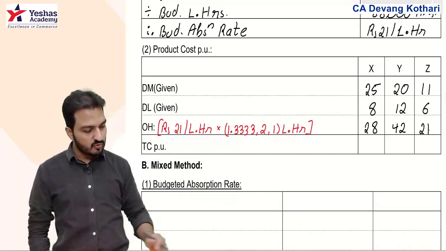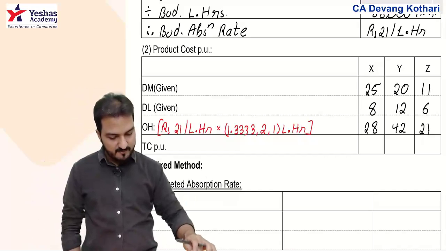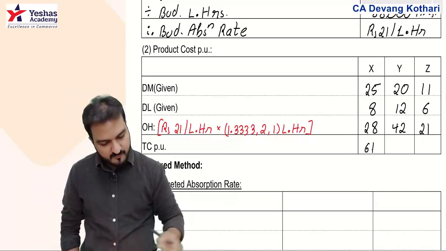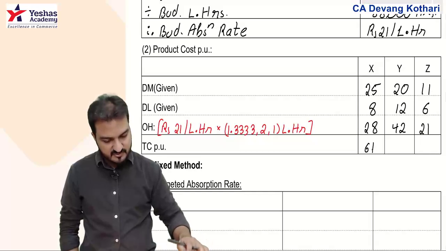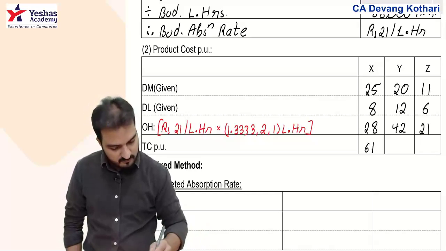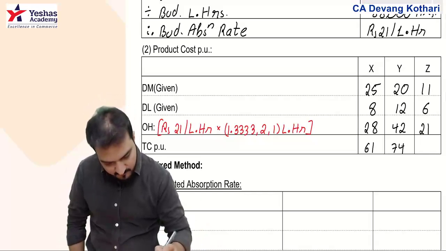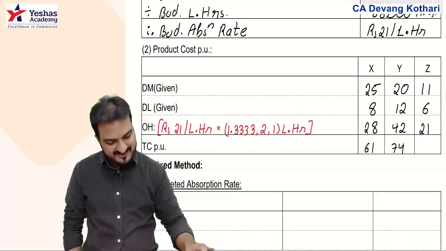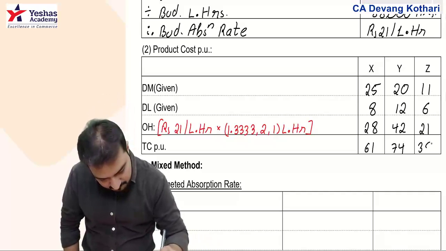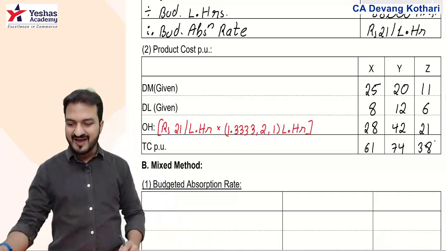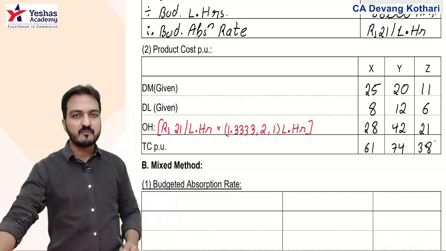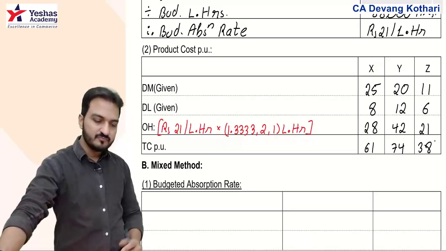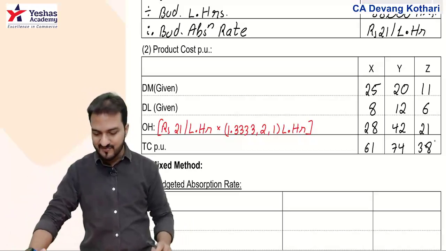Add them up, that gives me total cost. So for X, 25 plus 8 plus 28 makes it 61. For Y, 20 plus 12 plus 42 makes it 74. And 11 plus 6 plus 21 makes it 38. 61, 74 and 38 per unit is my product cost of XYZ. Done? Yes. So this was my traditional method, your first method.